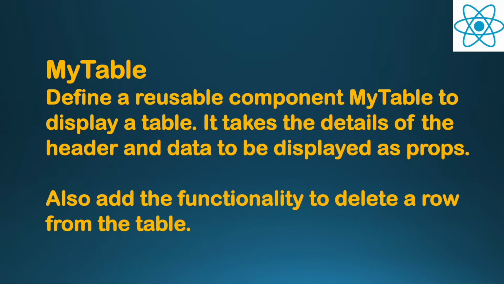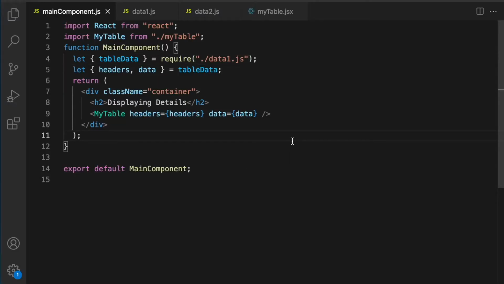Next, what do we want to do? Also add the functionality to delete a row from the table. So the table that we created with my table, we also now want to show a column in it with delete. And when we click on it, that row gets deleted from the table. So how should we do that?